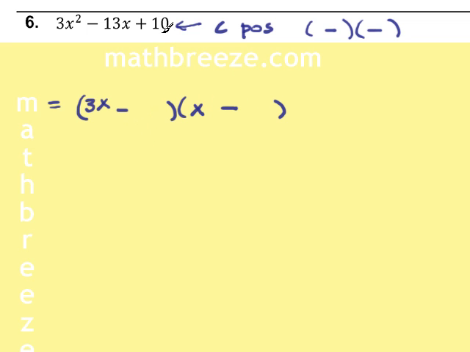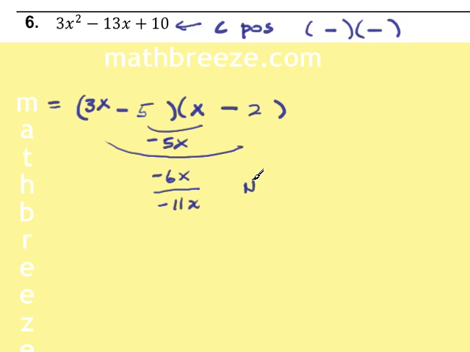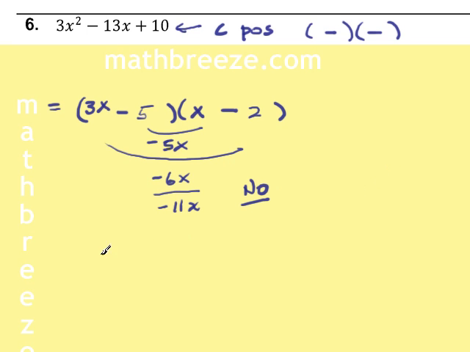Last times last is 10. We could try 5 times 2 or 10 times 1. All right, let's start with 5 times 2. If we put the 5 here and the 2 here, I think we'd end up with something more than 13. So I'm going to try the 5 here and the 2 here. And we have minus 5x, and here we have minus 6x. No, that's not it. So I'm going to go to 10 times 1.